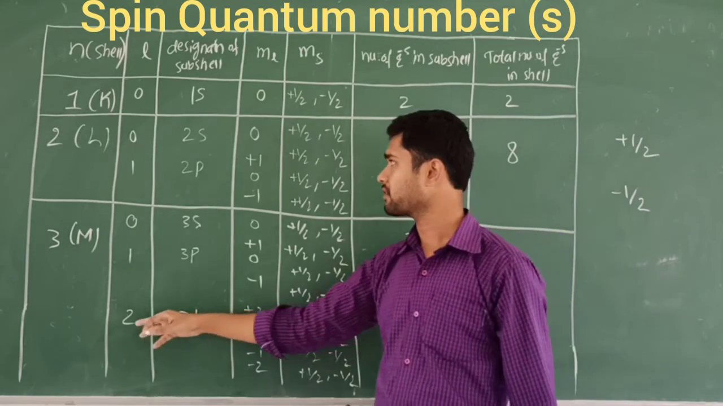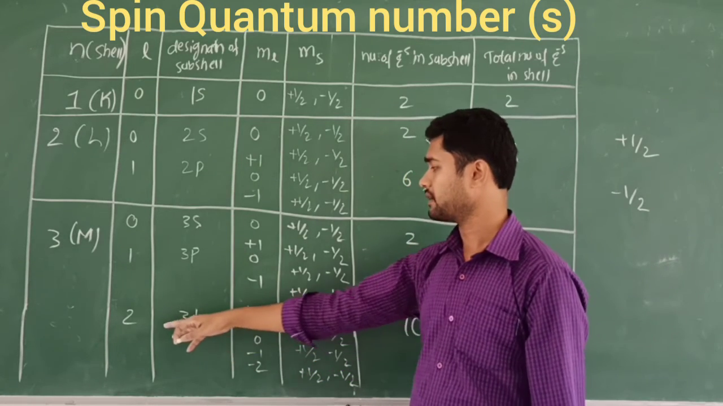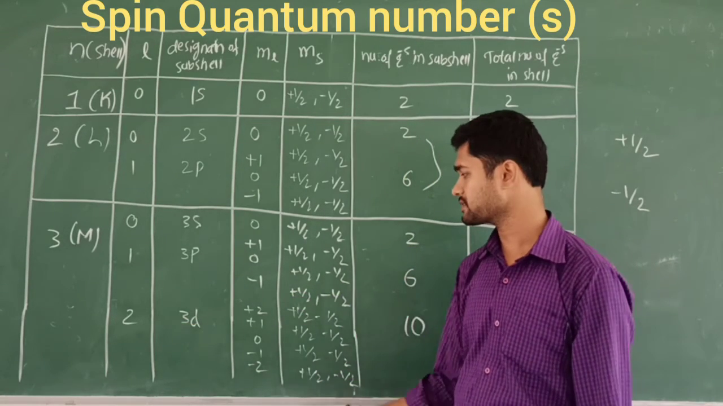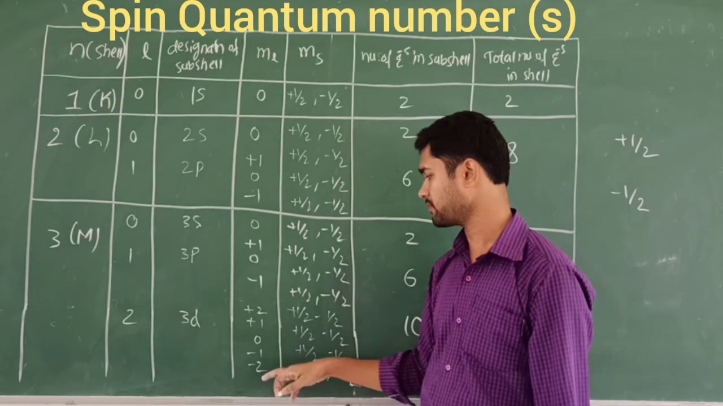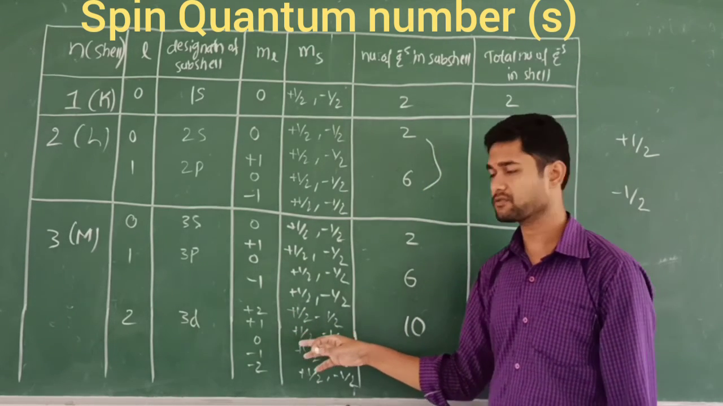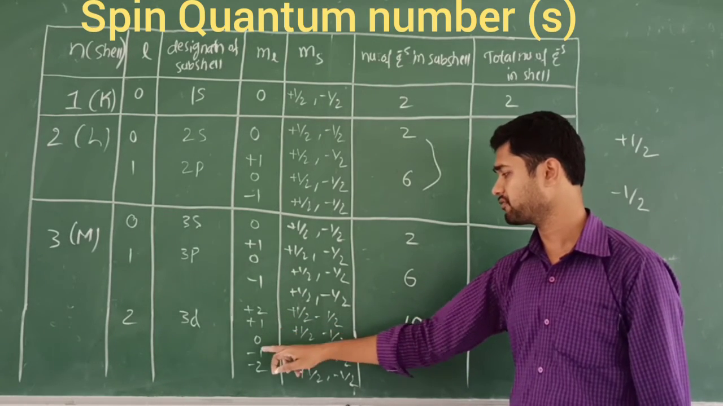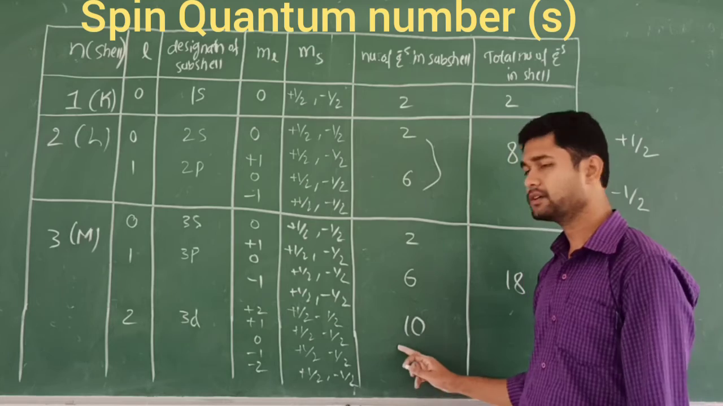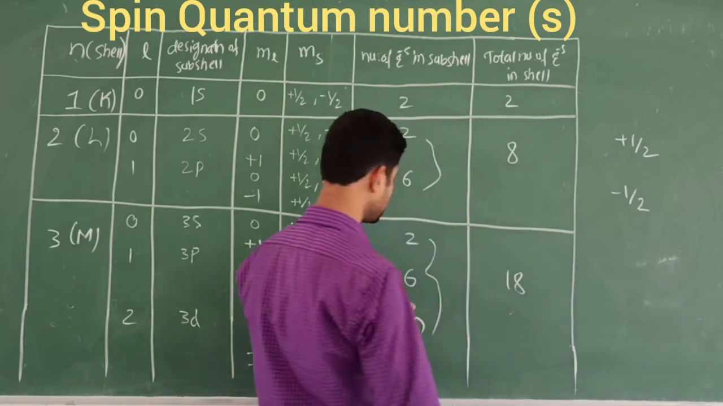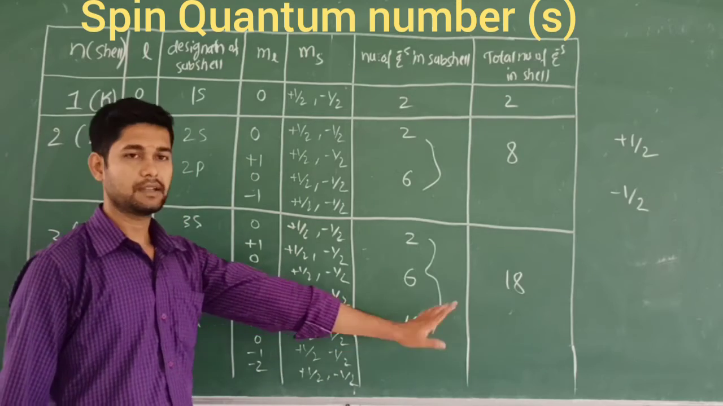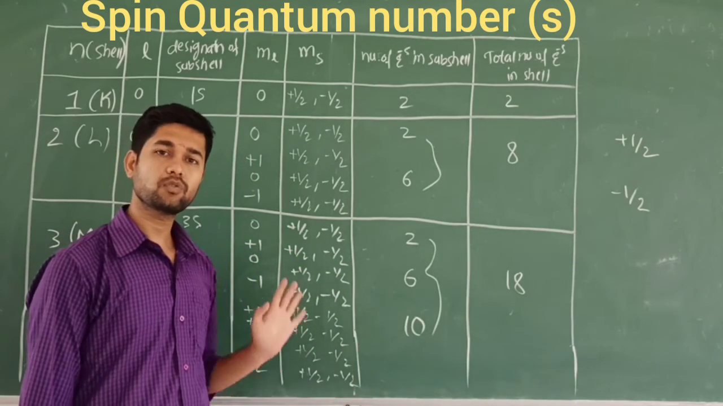Like this, for L is equal to 2, 3d will be there. For L is equal to 2, 2L plus 1 values start from plus 2, plus 1, 0, minus 1, minus 2. Each has plus or minus spin, that is 1, 2, 3, 4, 5, so 10 electrons in total. When you add these, 2 plus 6 is 8, 8 plus 10 is 18. So you get a total of 18 electrons.